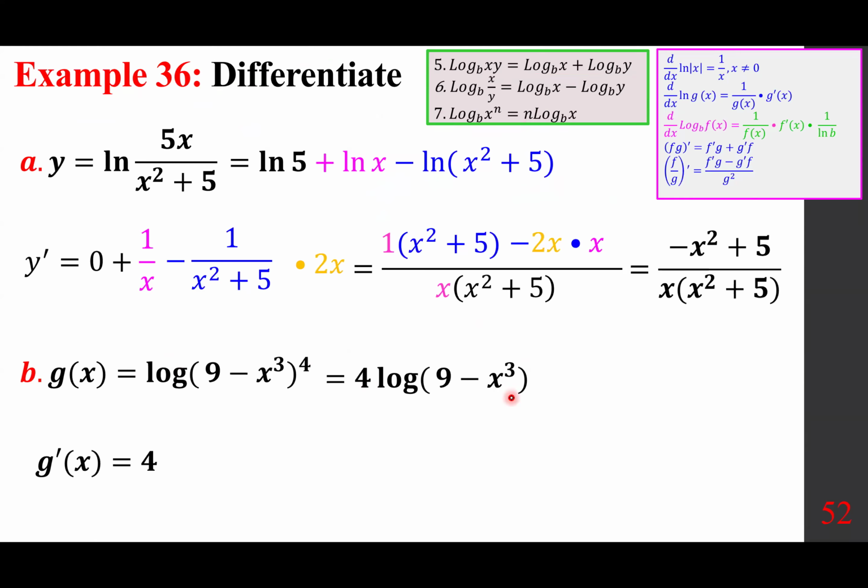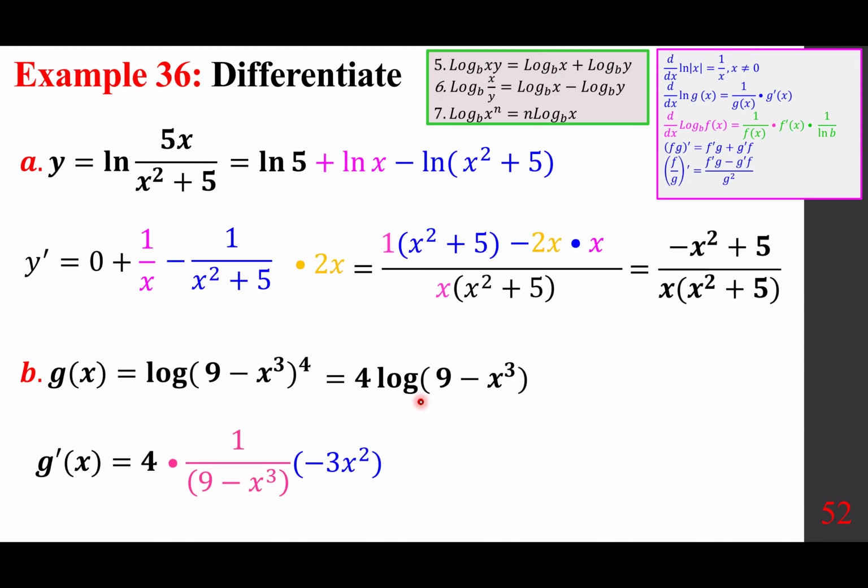Flip this over, 1 over 9 minus x cubed. Remember, we can't decompose it any further. Then we need the derivative of 9 minus x cubed. We are looking at this one, okay, 1 over f of x times f prime of x. The derivative of 9 minus x cubed is negative 3x squared.